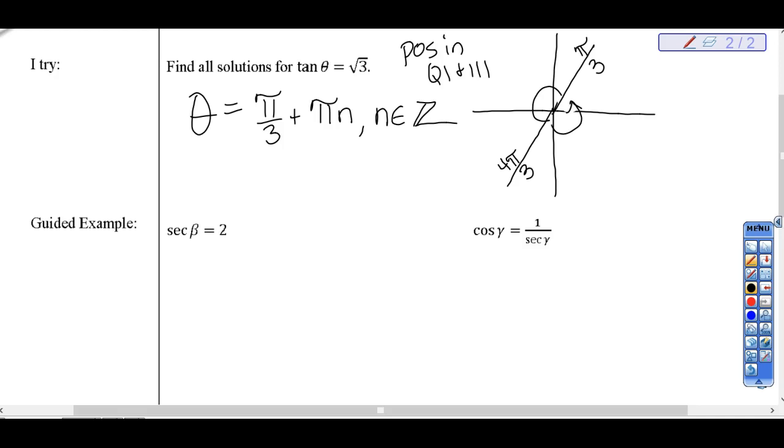Okay, so we found that tangent is positive in quadrants 1 and 3. And the tangent of theta was equal to the square root of 3 when theta equaled pi over 3 and 4 pi over 3. So our solution was pi over 3 plus pi times n, for n is any integer.